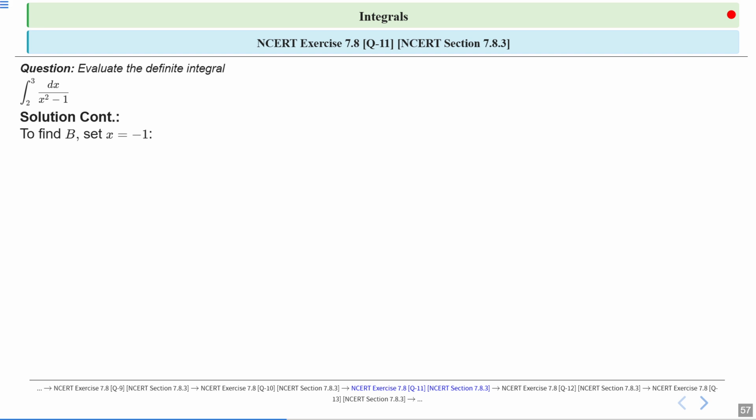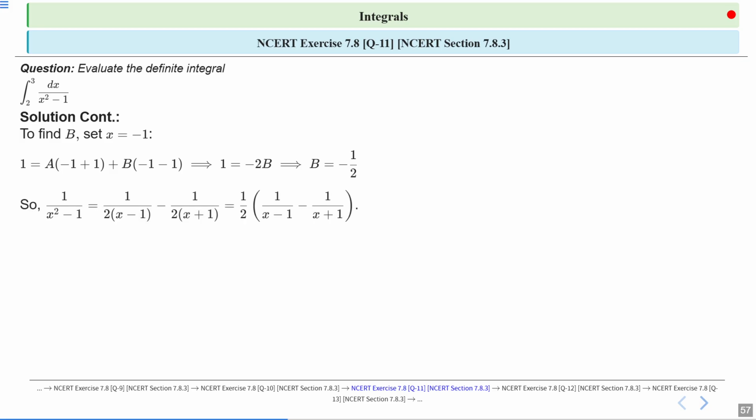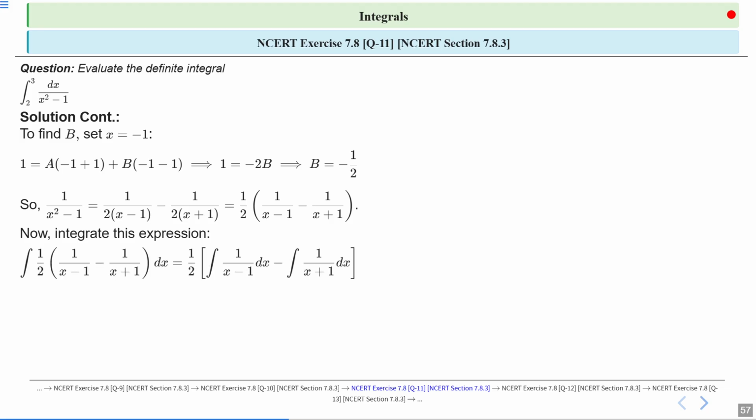To find b, just set x is equal to minus 1. So 1 is equal to a into minus 1 plus 1 plus b, that is minus 1 minus 1. So we get an equation involving only b, and that is minus 2b is equal to 1. So the value of b is minus 1 by 2. So substitute back into the partial fractional decomposition. We get 1 by 2 into 1 by x minus 1 minus 1 by x plus 1. Now integrate this expression.